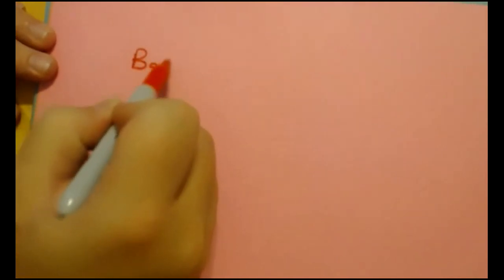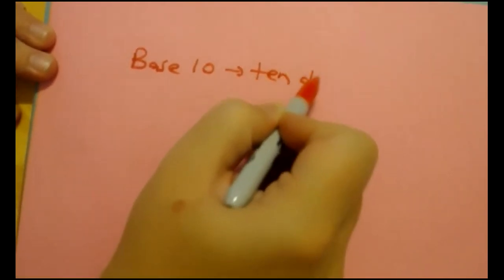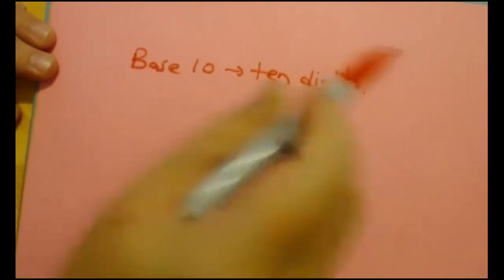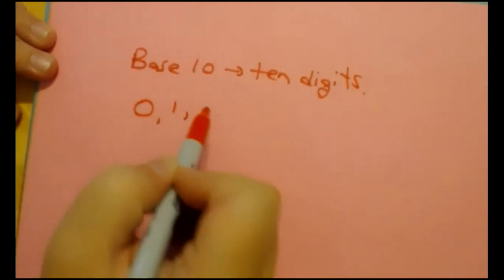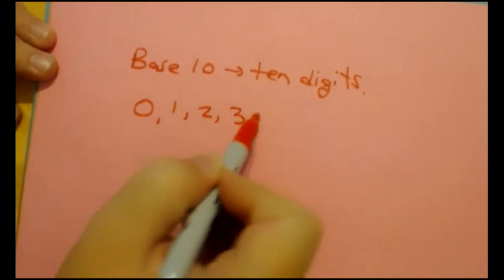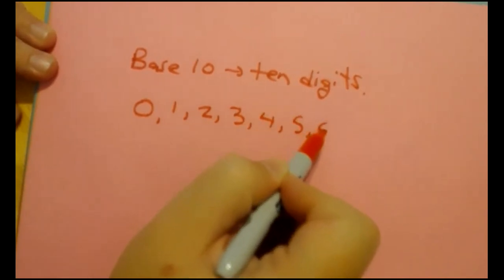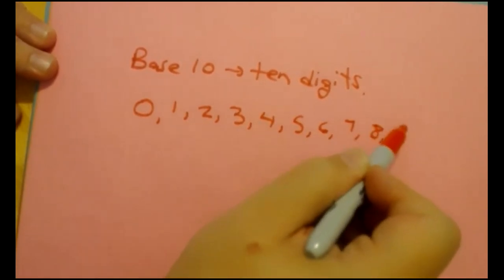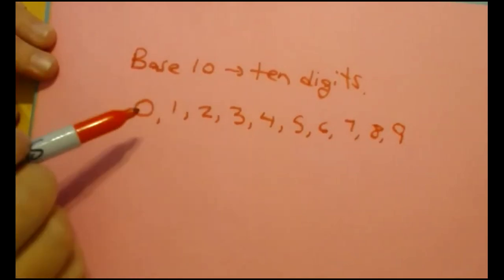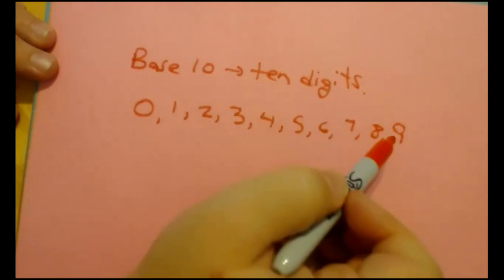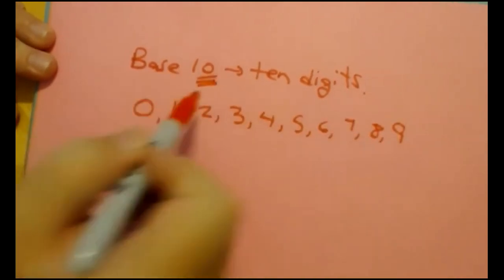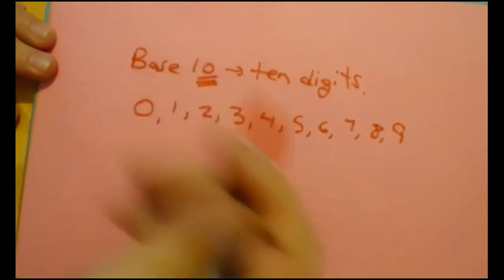Let's reason why. In base 10, there are 10 digits. They start with 0, and they go up as far as they can so that there are a total of 10. Notice that 10 is not a digit. The digits go from 0 to 9, and in base 10, the number 10 is not a digit.